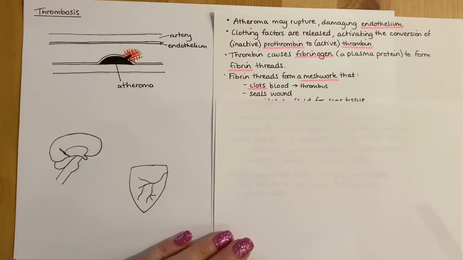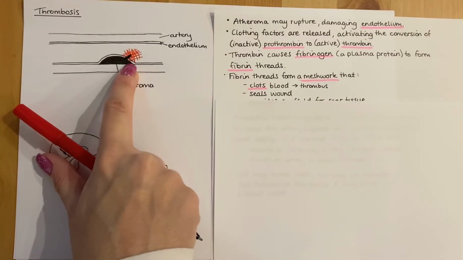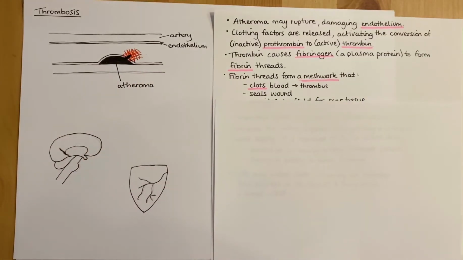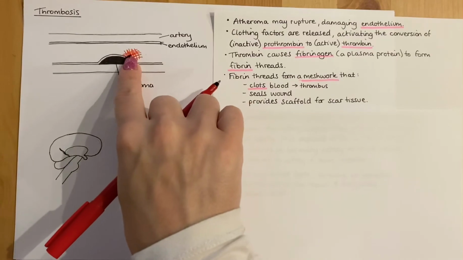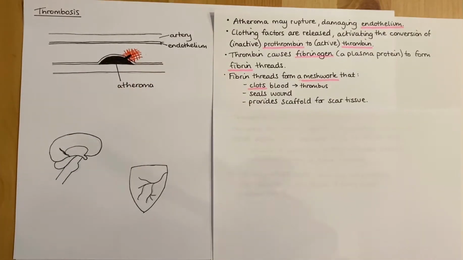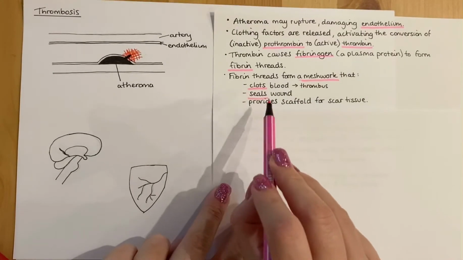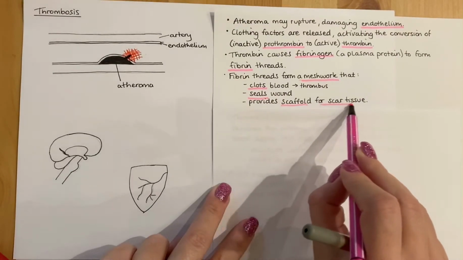And as shown in that diagram I just drew, it seals the wound over. So it prevents that from continuing to burst and rupture. And then it provides scaffolding for scar tissue to seal that whole area and to heal it essentially. Okay, so it clots the blood, seals the wound, and it provides scaffolding for scar tissue.